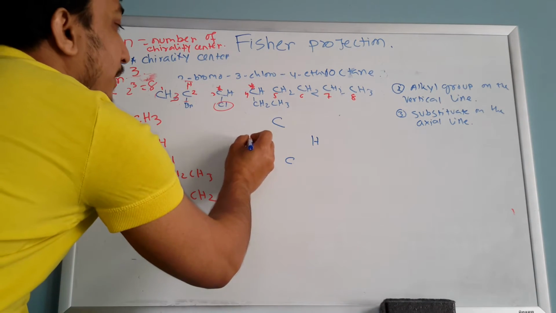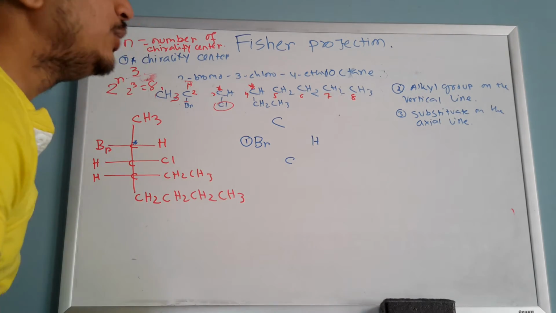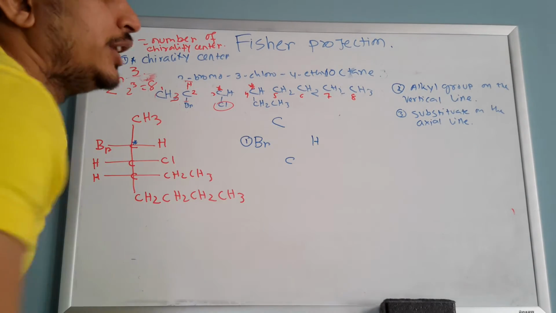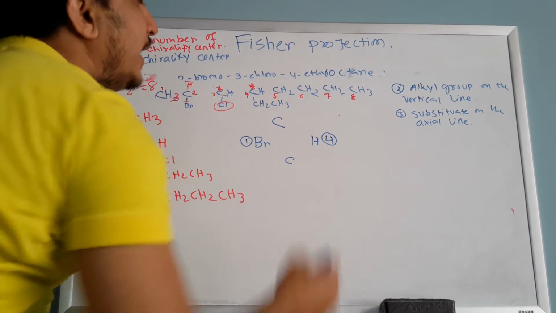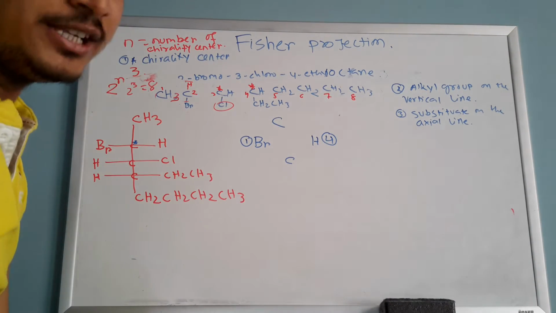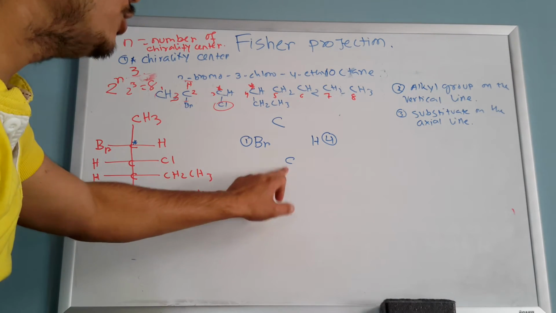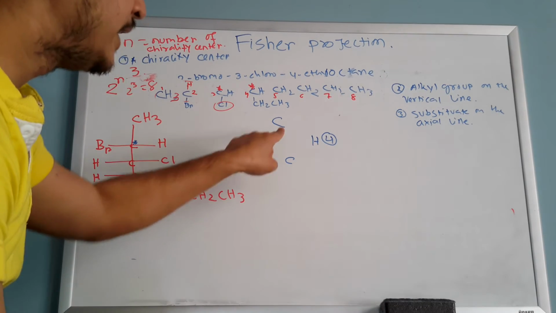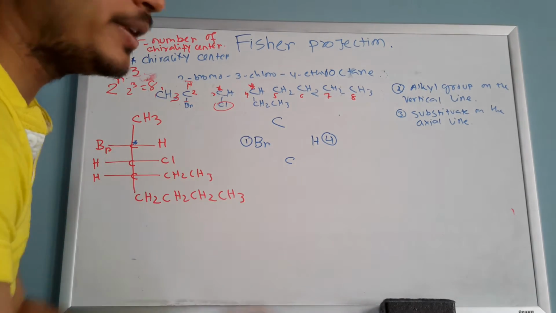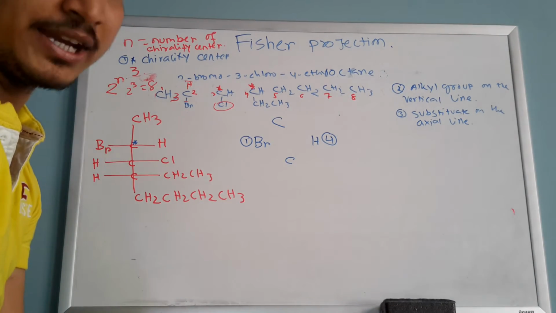So this is my number 1. Right now, carbon and hydrogen, whose atomic number is low? Hydrogen is going to be number 4, because hydrogen atomic number is low. Right now we don't know which carbon atomic number is high, because this carbon and that carbon have the same atomic number.